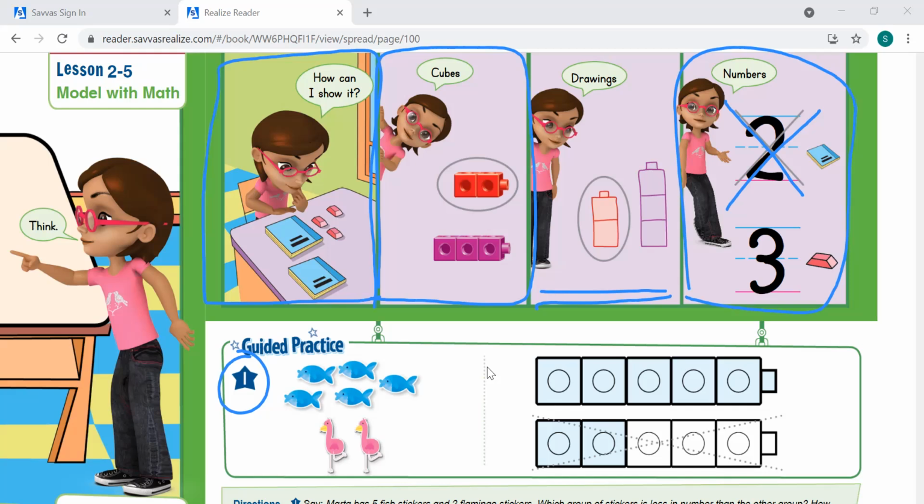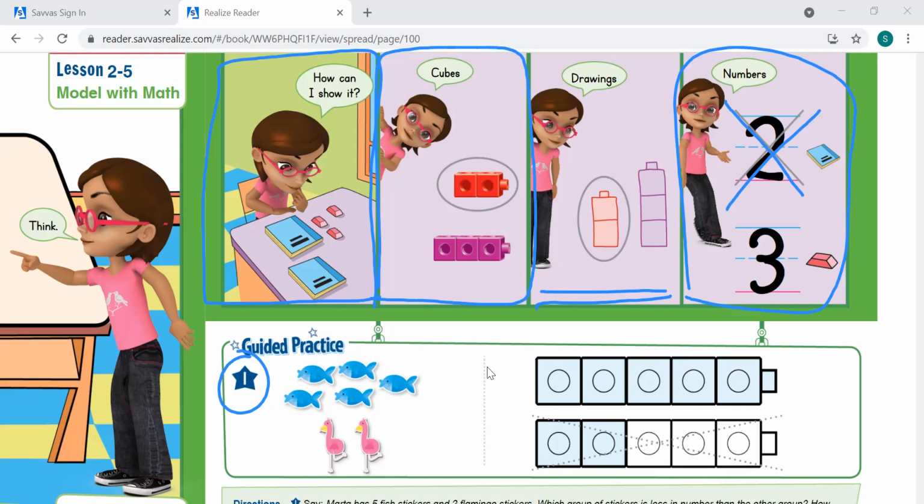Let's look over here. All right, so Marta again has 5 fish stickers and 2 flamingo stickers. Which group of stickers is less in number than the other group? And how can we use cubes to show how to find the answer? So there's cube trains. You're going to color in the number of cubes to show the numbers of stickers, and then mark an X on the cube train that is less in number.